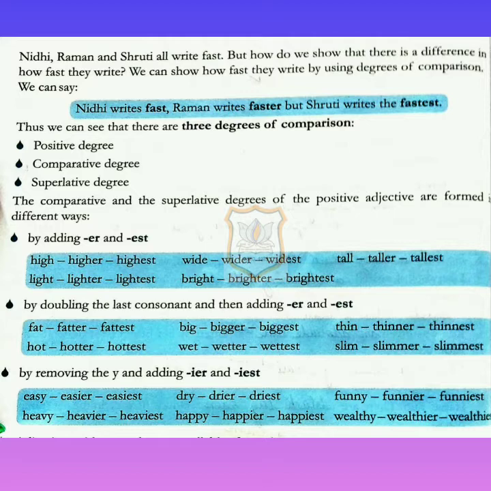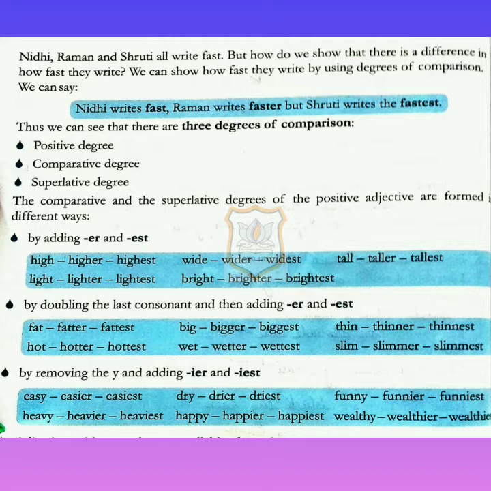So, next we are going to learn about the different ways in which the comparative and the superlative degrees of the positive adjectives are formed. The first one is by adding er and est. Here you can say high will become higher, highest. High is the positive degree, higher is the comparative degree, and highest is the superlative degree. Light, lighter, lightest. Wide, wider, widest. Bright, brighter, brightest. Tall, taller, tallest. So these are the three degrees given here. First is the positive degree, the second one is the comparative, and the third is the superlative degree.